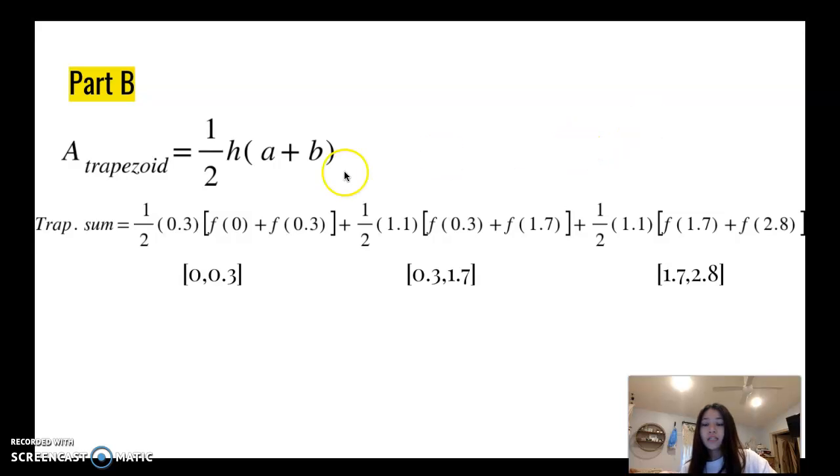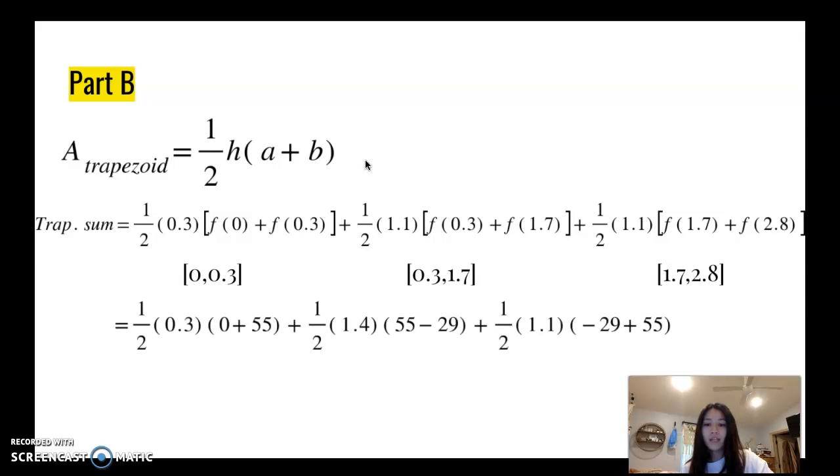And to get the height, what I did was, for example, for the first subinterval, I just subtracted 0 from 0.3 to get the height, and then just did f of 0 plus f of 0.3 to get a and b. And I just did the same thing for the rest of the subintervals. And then I substituted in 0 and 55 for f of 0 and f of 0.3, and did the same thing for the rest of the subintervals. And I simplified, and I eventually got 40.75.